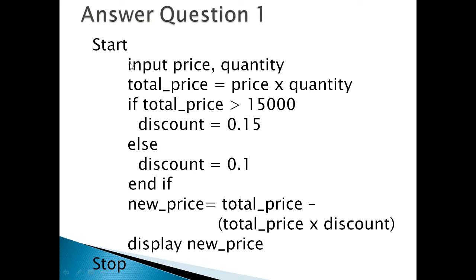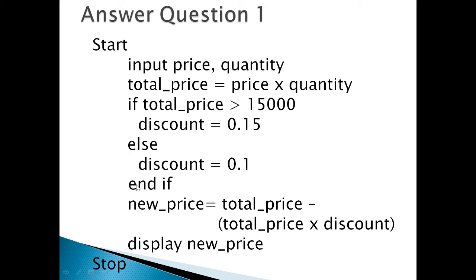Start. After that, input both the price and quantity, and then get the total price from price times quantity. After that, do your selection: is the total price greater than 15,000 or not? If greater than 15,000, the discount is 0.15. The 0.15 here is from the 15%, changed to a decimal number. Else, the discount is 0.1. And then don't forget the end if.